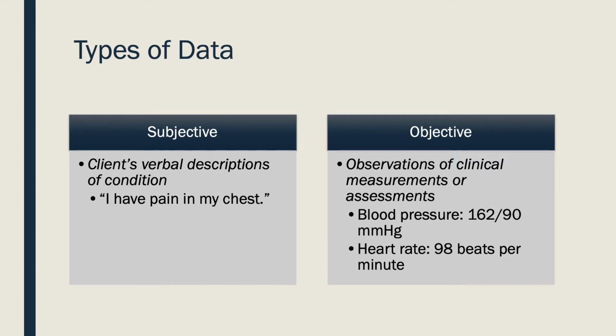The first is subjective data, and this is a client's verbal descriptions of a condition. So I always remember the S in subjective means speak from your patient. So it's your patient saying, I have pain in my chest. Whereas objective data is observations and clinical measurements or assessments. And so I always remember the O from objective is consistent with observe. So that would be you performing a blood pressure and realizing that it's 162/90. That is a clinical measurement that you were able to observe.